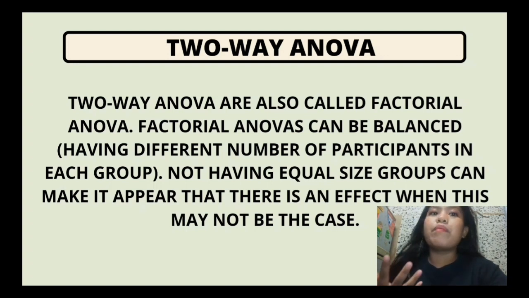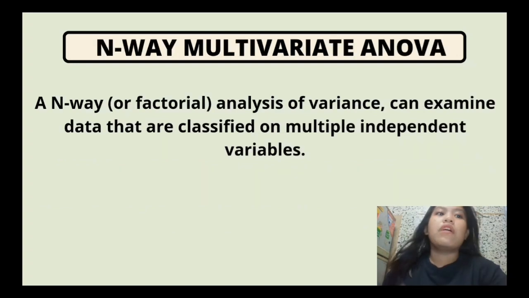dinedetermine, dito naman po is ine-estimate niya yung mean of a quantitative variable that changes according to the levels of two categorical variables. N-way multivariate ANOVA. It also extends the capabilities of analysis of variance by assessing multiple dependent variables simultaneously. For example, if you have 3 different teaching methods and you want to evaluate the average scores of these groups, you can use ANOVA. However, ANOVA does have a drawback.